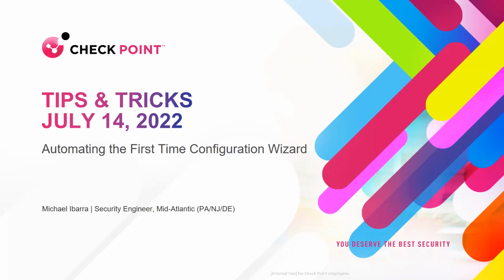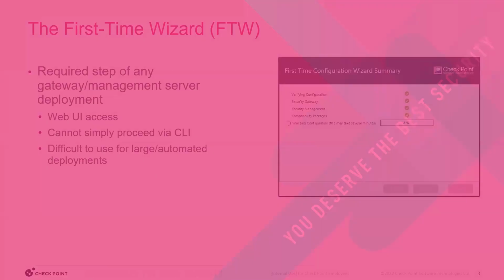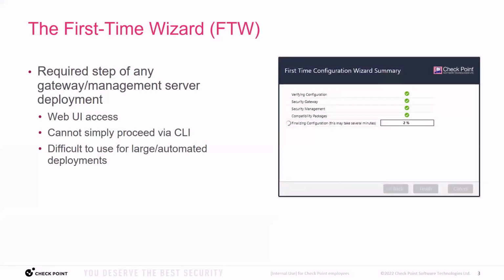So just a quick overview on the agenda here. We're going to take a look at the first-time wizard as you probably have seen it, some of the challenges there as well. And then we're going to move into a script that's been around for a while called config system. After we look at that, we're going to focus on some ways that we can automate that even further to make your deployments of new gateways and appliances even easier. So with that, we will step right into the next section.